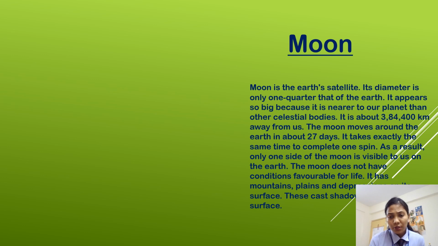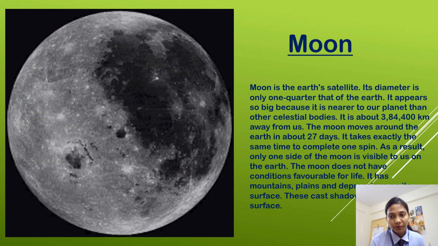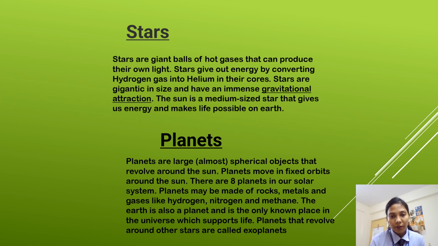As you see, the moon does not have the conditions capable of supporting life, and it has mountains and plains. Okay, so now you understand what moons are. This is a picture of our moon. So in the next slide we understand what stars and planets are.